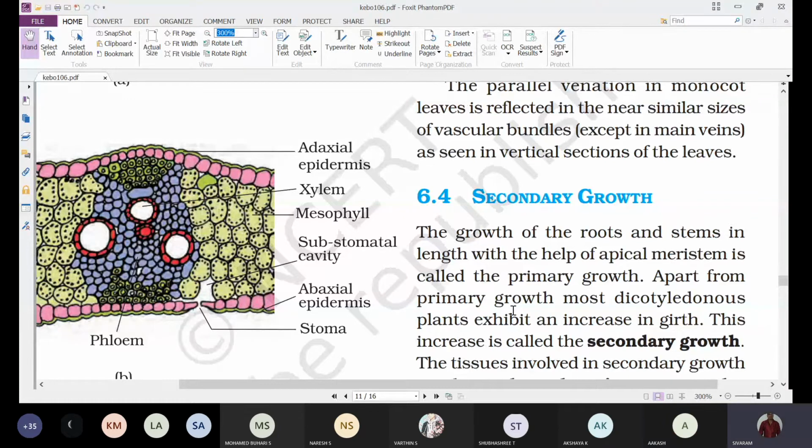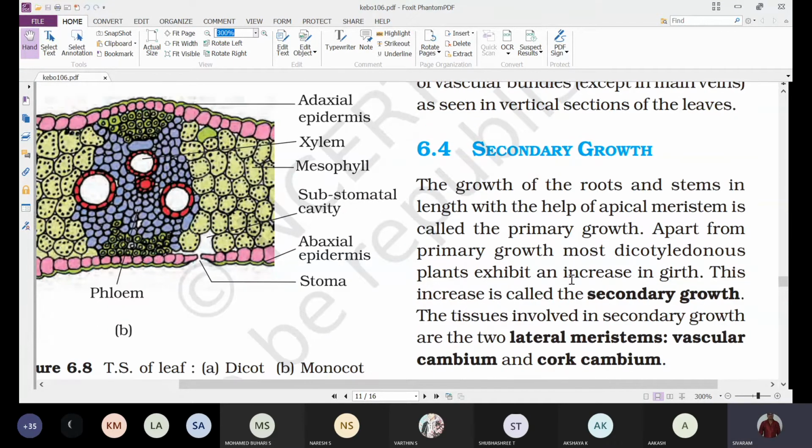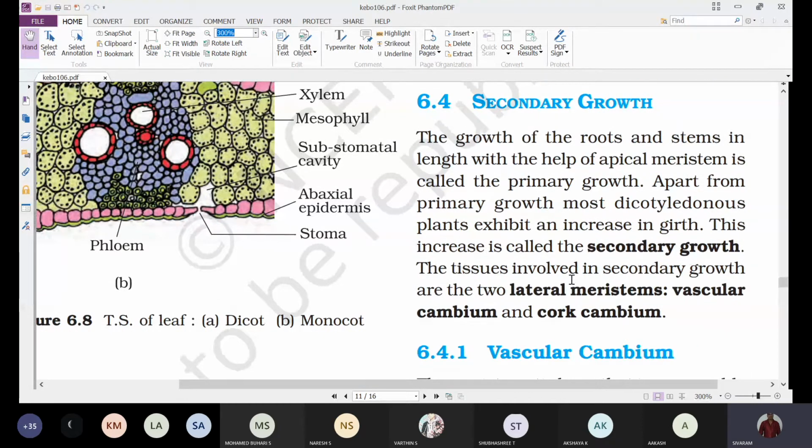And next, coming to the very important topic related to the anatomy of flowering plants, that is secondary growth. This is very important. Usually they ask some questions in the NEET examination related to secondary growth. So this concept is very important for NEET. Usually one or two questions they ask from secondary growth compulsorily.